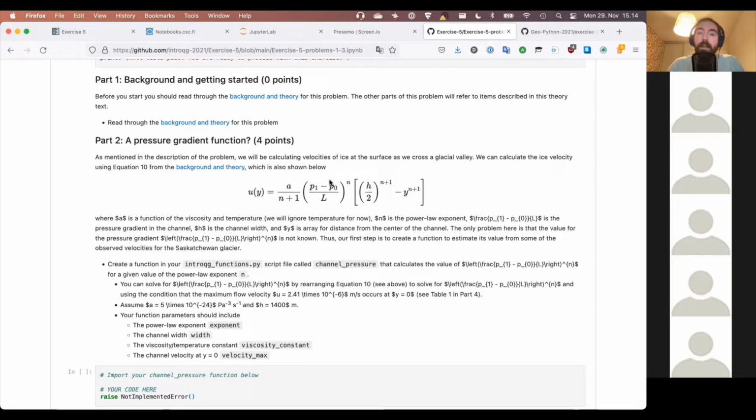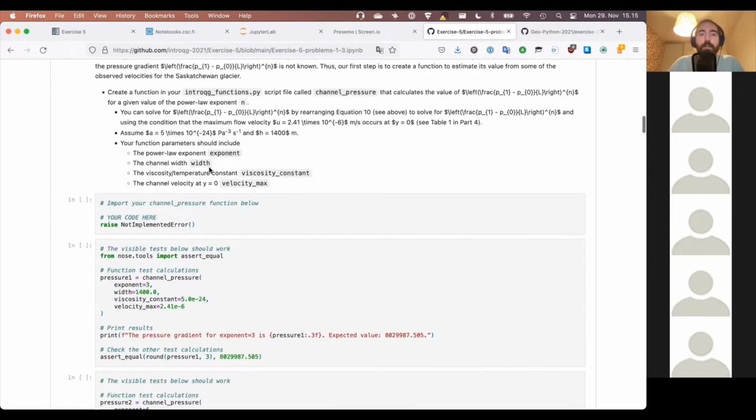The reason is we don't know the pressure gradient, but we do have other things we can observe about our ice in this example, like how wide is the glacier from one wall to the other, and what are the sort of distances that we're dealing with? What is the kind of property that we want to use here? A is our viscosity constant. So what do we want to use for the viscosity constant? Well, you're given a number for that, and then you're asked to come up with a function to calculate this pressure gradient term, essentially. So your function will have a few terms in it.